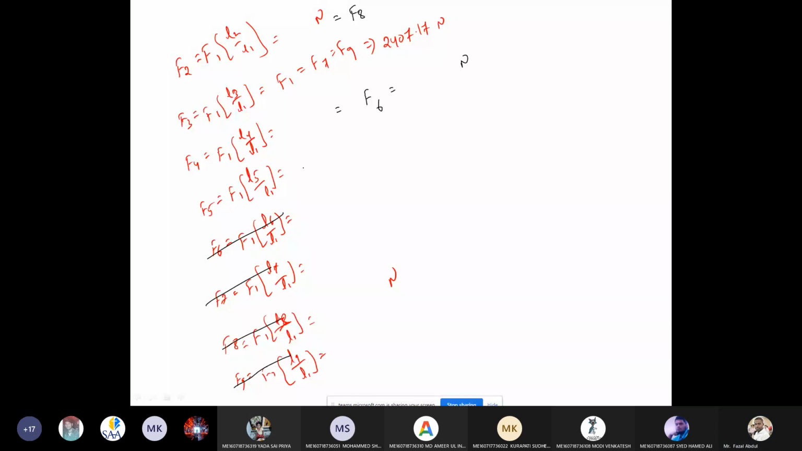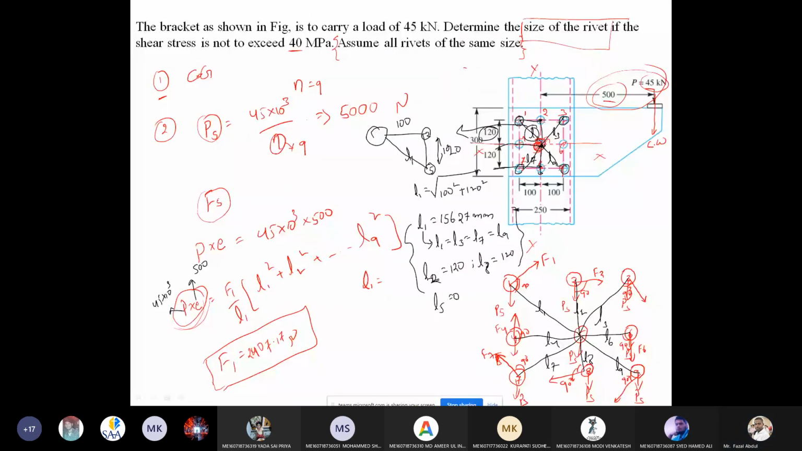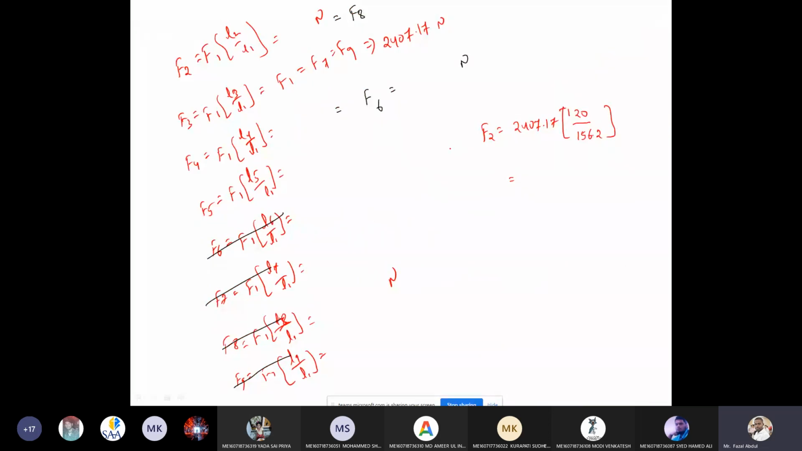So first tell me the F2 value. How much is F2? Tell me the F2 value. 1849.4. That means F8 also is 1849.4 newtons.